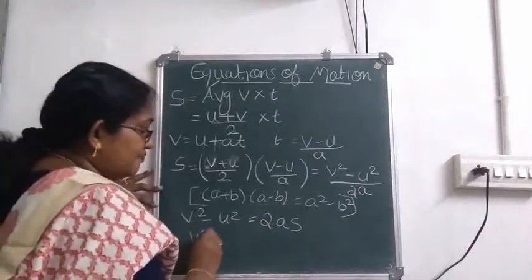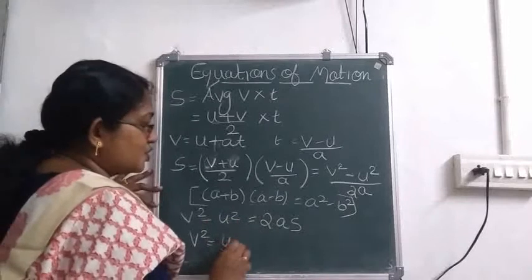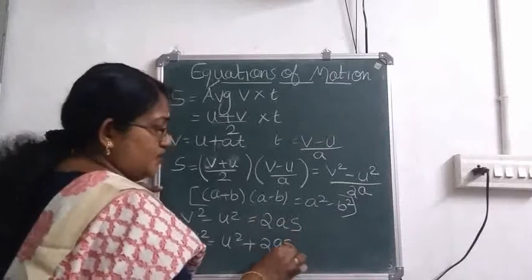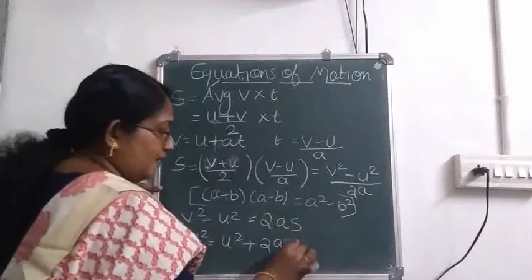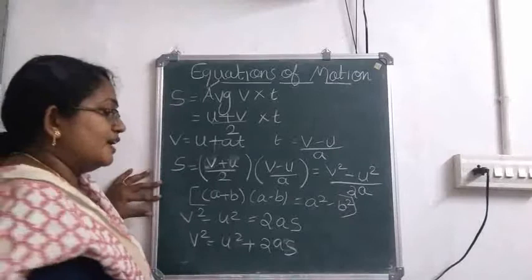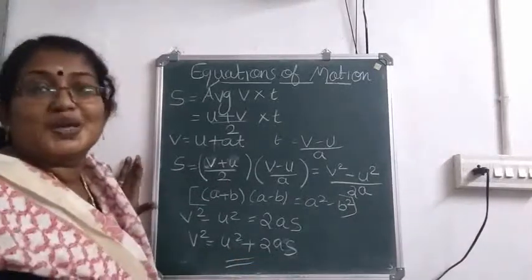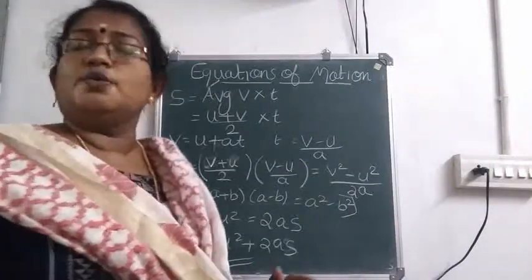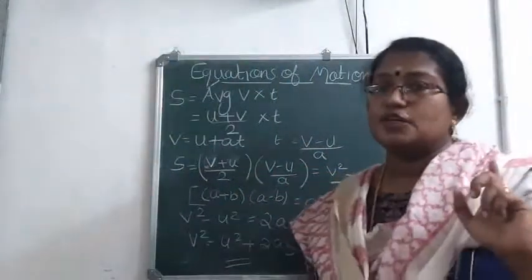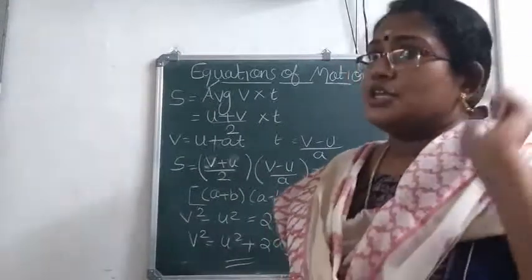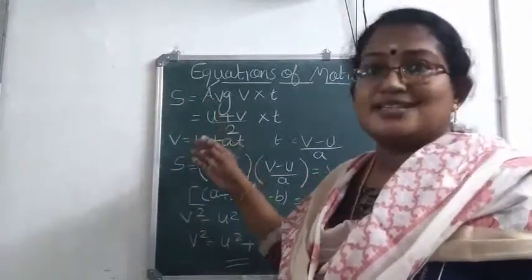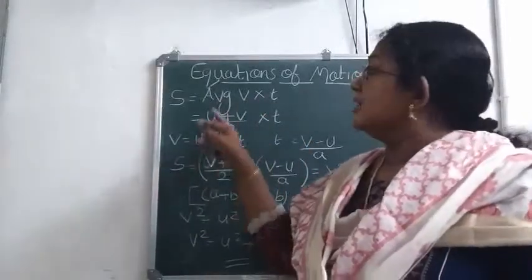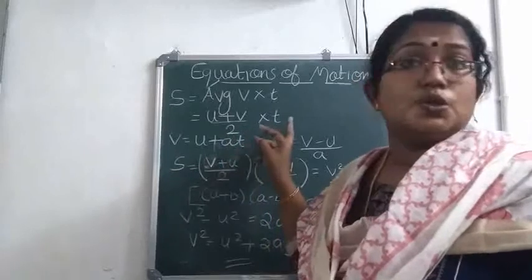Or v square is equal to, when I take u square to the other side, it becomes plus. This is already positive. So, what is our equation? v square is equal to u square plus 2as. Is it clear? So, once again, our third equation of motion is v square is equal to u square plus 2as. So, we will write for the total distance or the displacement, which is average velocity into time. That is u plus v by 2 into t.